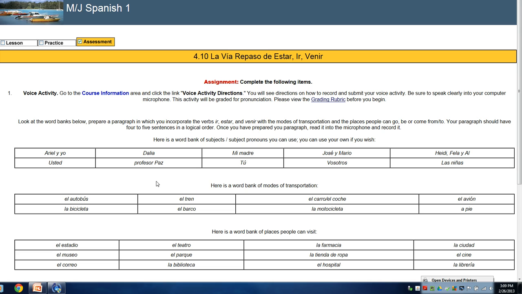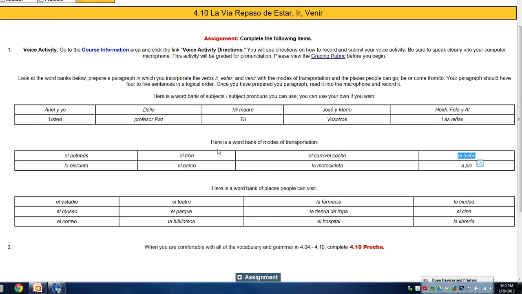You're going to then, here's a little bank of transportation, so different ways to get different places. Now make sure you go back and look at that lesson on transportation, because remember, you go en bicicleta, but you go por avión. So you have different pronouns that go in front of each one. So here's a word bank, but you're not going to necessarily use them in this form. So you need to go back and look. And then they give you a nice little word bank of different places that you could go.